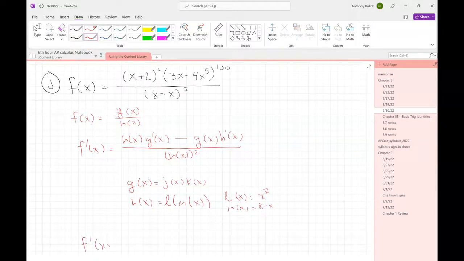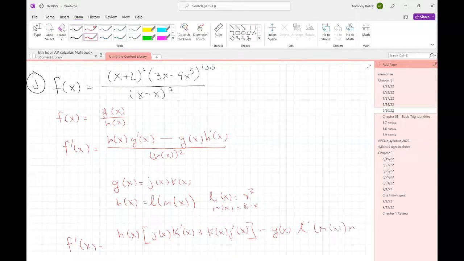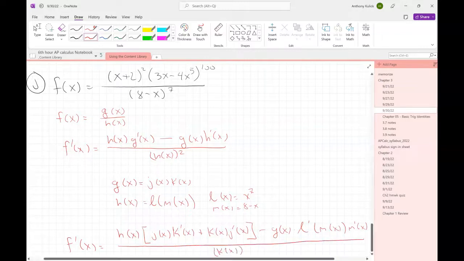So now my derivative becomes h of x times j of x times k prime of x plus k of x times j prime of x, minus g of x times L prime of m of x times m prime of x, all over k of x squared.